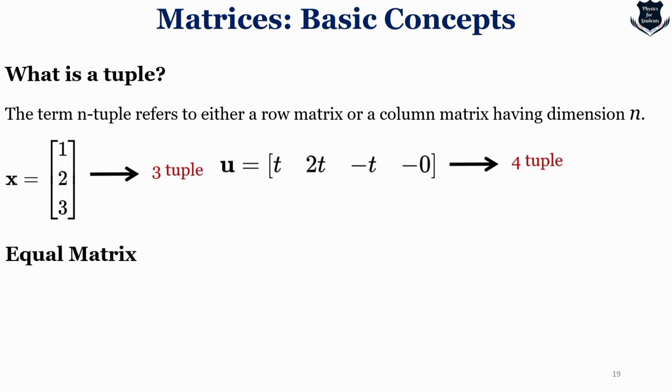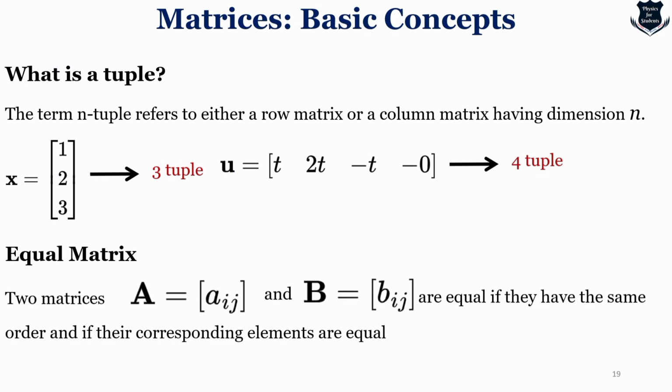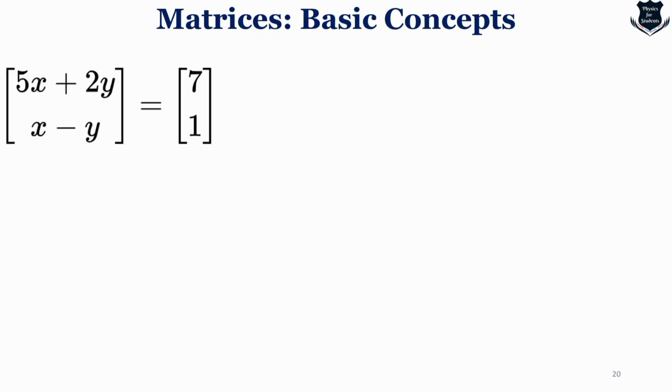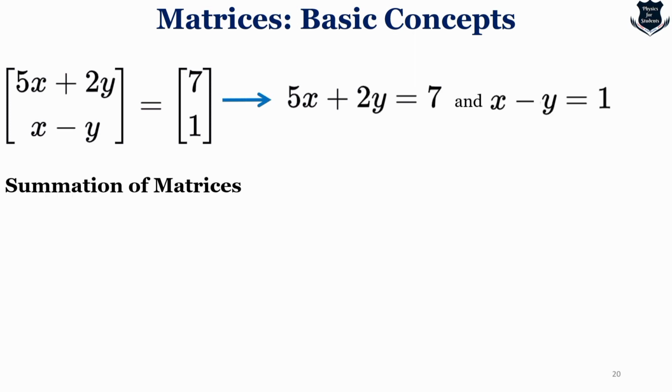Now what is called an equal matrix? Two matrices are equal if they have the same order and if their corresponding elements are equal. That means two matrices A, which equals a_ij, and B, which equals b_ij, are equal if they have the same order and their corresponding elements are equal. I think it is quite obvious. So let us see an example. If you see here 5x plus 2y, x minus y equals 7 and 1, it means that this equals this and this equals this.